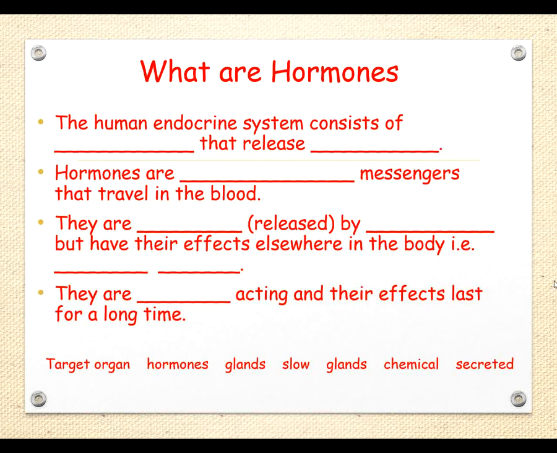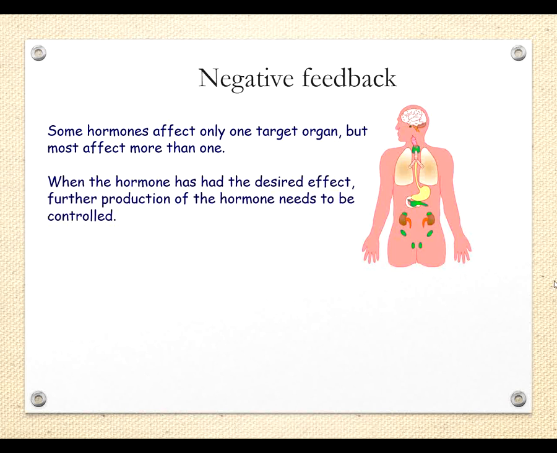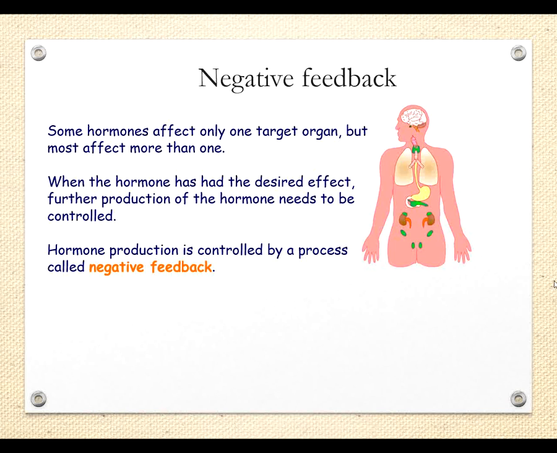And then finally, just a reminder about negative feedback. So what is negative feedback? Basically, something happens, and mechanisms are put in place so that hormone production is controlled by negative feedback. Something changes, we need to produce this hormone, the hormone is produced and it puts everything back to what it should be at a normal level.